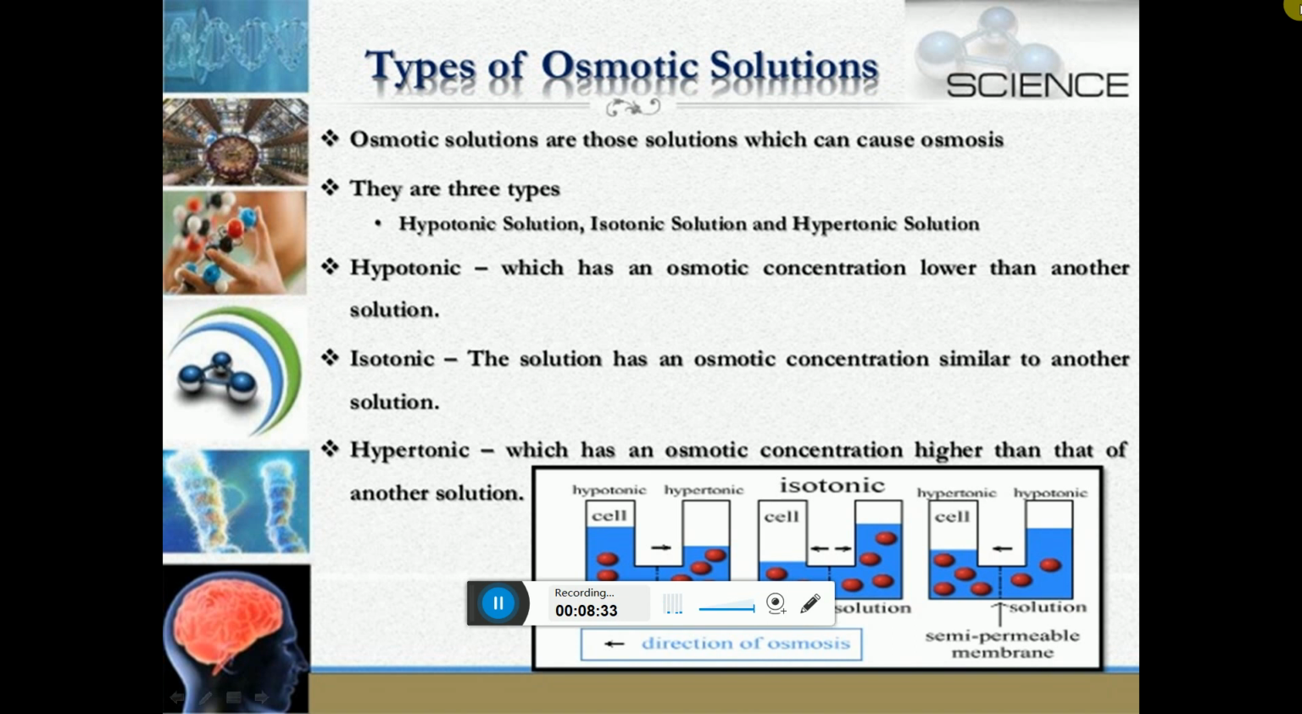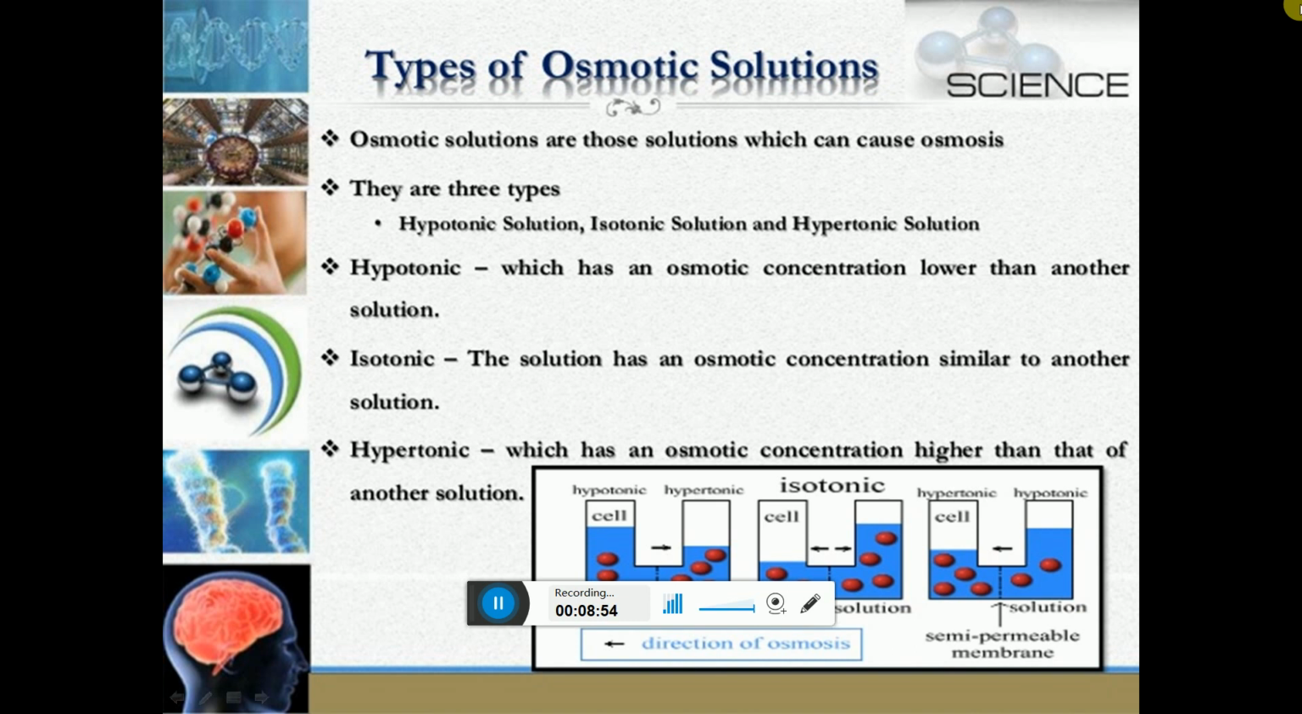If the medium has exactly the same water concentration as the cell, there will be no net movement of water across the cell membrane. Such a solution is known as an isotonic solution. Water crosses the cell membrane in both directions in this solution.